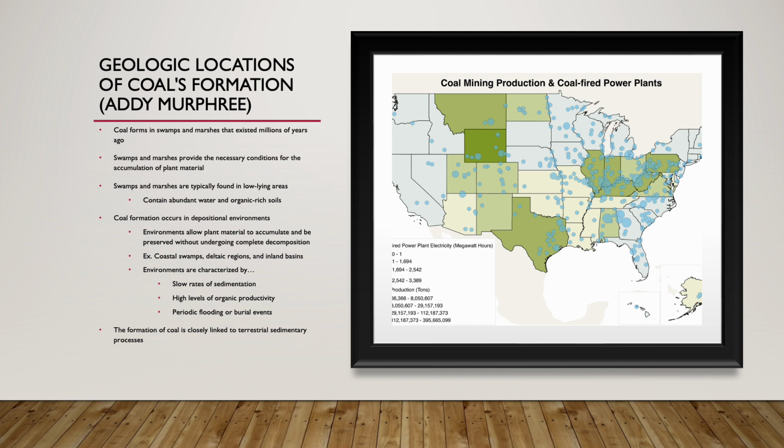The formation of coal is closely linked to terrestrial sedimentary processes. Coal-forming environments are characterized by slow rates of sedimentation, high levels of organic productivity, and periodic flooding or burial events that promote the preservation of organic matter.